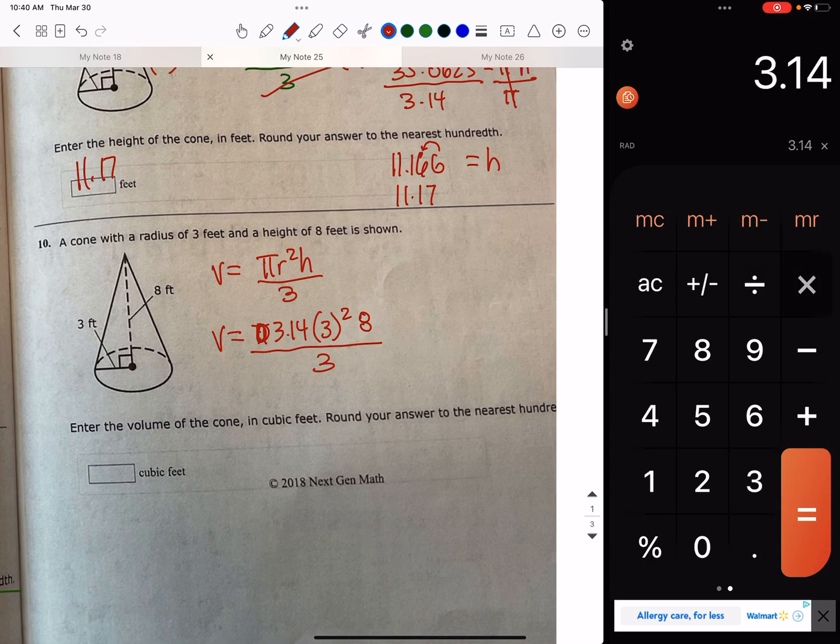3.14 times 3 squared is 9, so times 9 times 8 equals, divided by 3. Volume equals 75.36. All right, there we go.